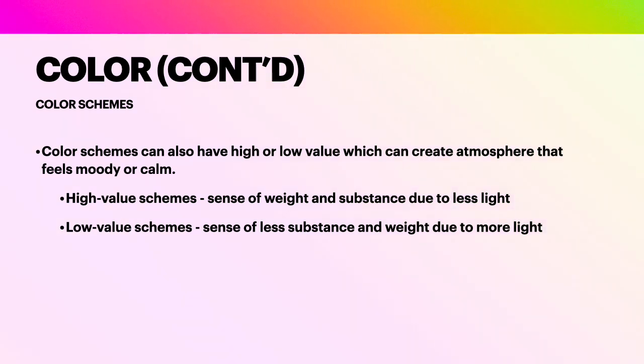Now, color schemes can also have a high or low value, which can create an atmosphere that feels moody or calm. Now, your high value schemes can produce a visual sense of weight. The darker and the heavier, and it will also give a sense of substance. Now, the lower value will give you a sense of more light, and therefore there will be less substance and less weight.